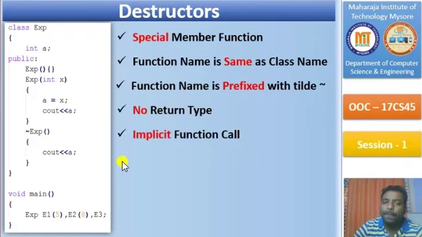Implicit function call. Even a constructor is called automatically, and similarly a destructor is also called automatically. We call this an implicit function call. So when is this destructor called? The compiler calls it automatically. Hence, it is exactly the opposite of a constructor. A constructor is called when I create an object, and the destructor is called when the object is destroyed.